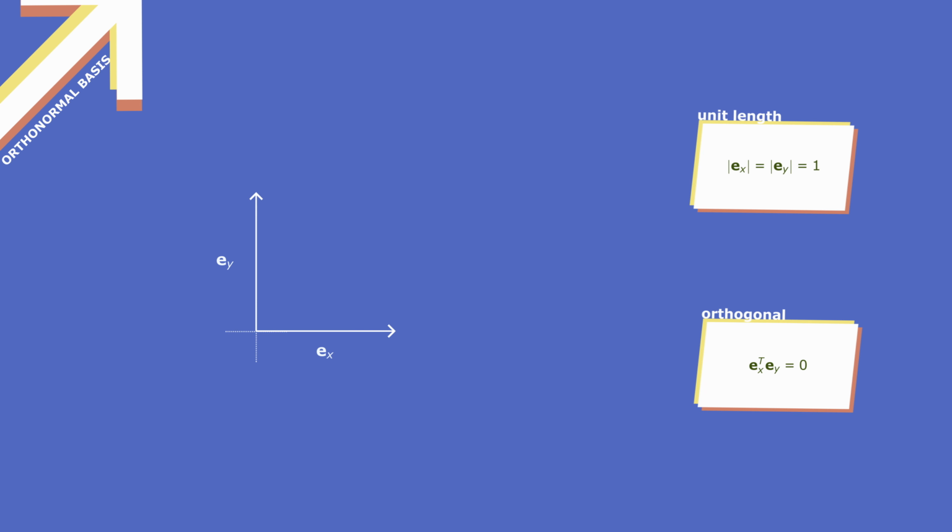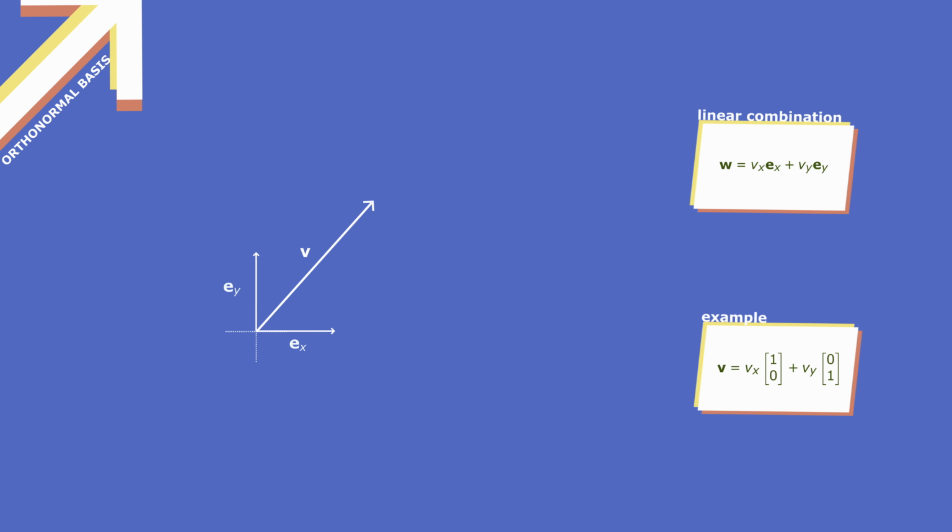Additionally, we define some rules we need to ensure every time we work with basis vectors. The first being ex and ey need to be of unit length. The second is that ex and ey need to be orthogonal to each other. Because of those two rules, the pair of vectors form an orthonormal basis, and it is very simple to apply those rules since we always construct the basis ourselves.